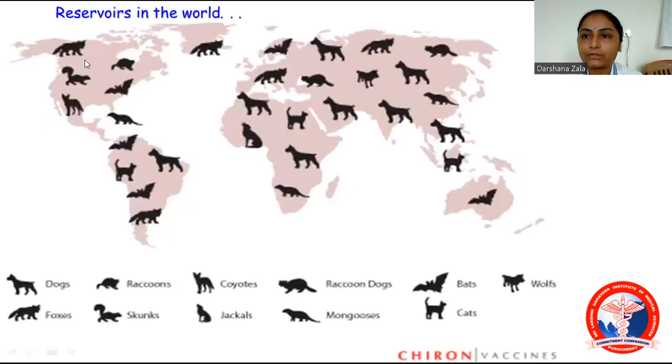Reservoir of this infection. So what is a reservoir? In a reservoir, the infectious agent will live, multiply and grow, but it may or may not transmit the disease. In this case, the reservoirs are dogs, raccoons, bats, jackals, cats, etc.